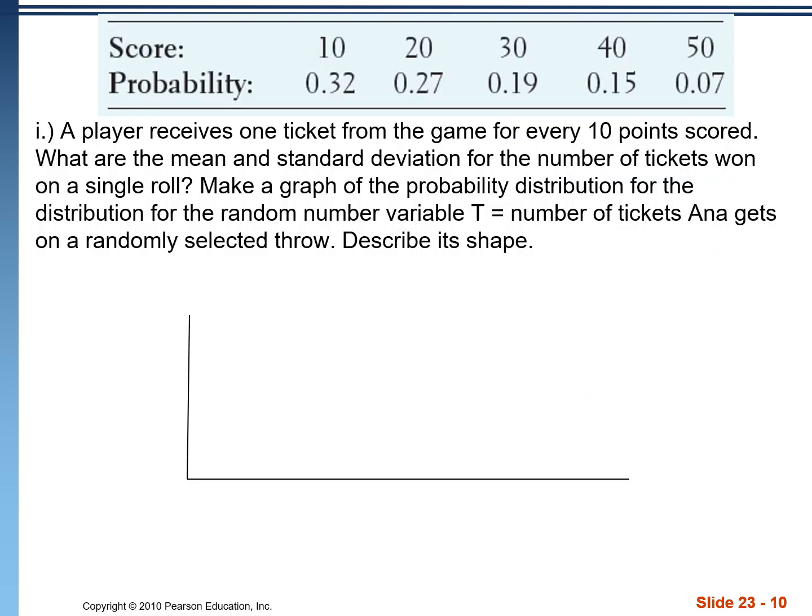And lastly, a player receives 1 ticket from the game for every 10 points scored. What are the mean and standard deviation for the number of tickets won on a single roll? And it asks us to make a graph of the distribution for the number of tickets. Describe the shape. All right, so the mean, it had been 23.8. All of these values here are going to get divided by 10. So every 10 points gives you 1 ticket. So it's just like we take each of these, we divide it by 10, or thought of another way, we multiply by 1/10. Okay, we're scaling our data by 1/10.